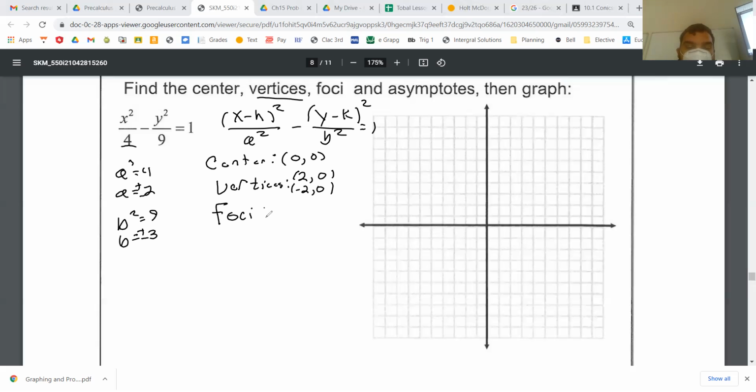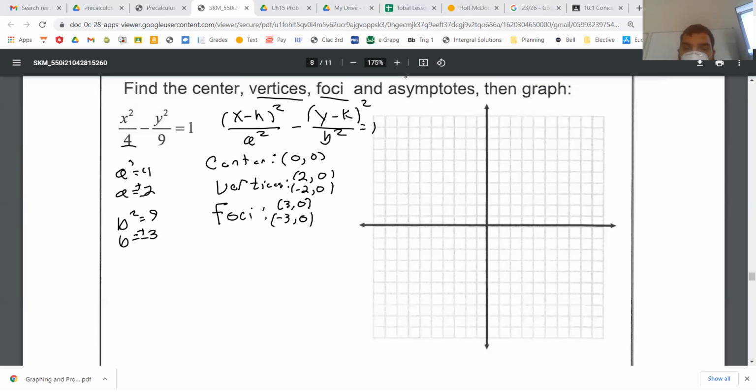For the foci, you're also adding and subtracting from the center in the same direction. So if the c value is 3, it's going to be (3, 0) and (negative 3, 0). Why is it not (0, 3)? Let's graph this so far and then we'll see why.